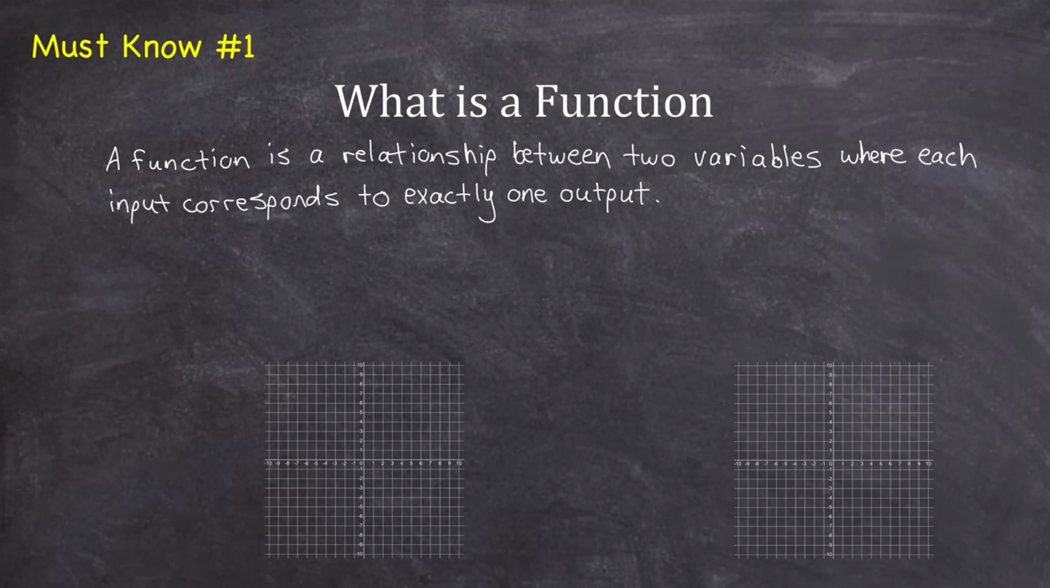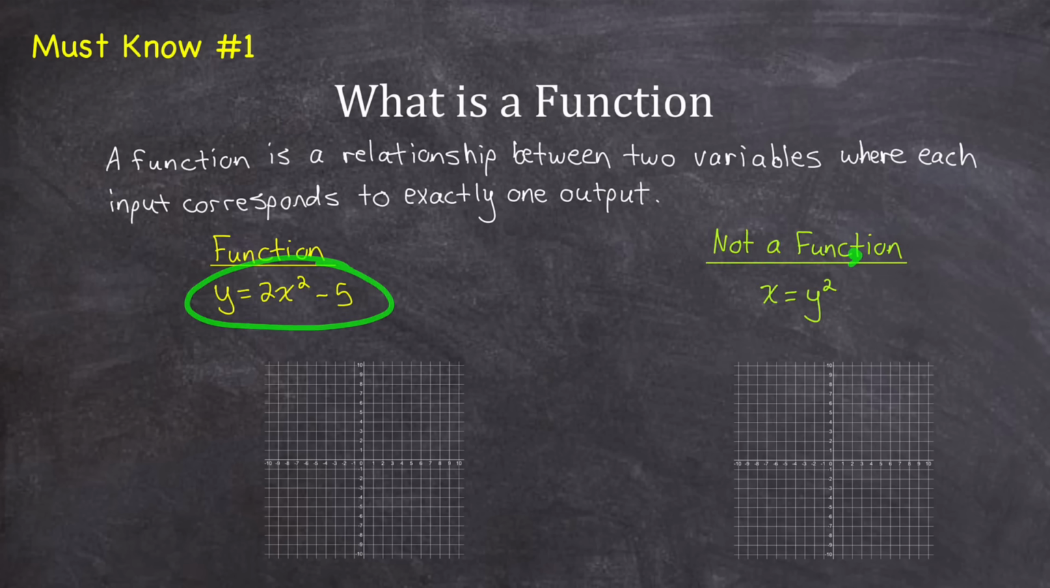A function is a relationship between two variables where each input corresponds to exactly one output. To help you understand this definition, let me give you an example of a relationship that is a function, such as y equals 2x squared minus 5, and a relationship that is not a function, such as x equals y squared. Both of these equations show the relationship between the variables x and y.